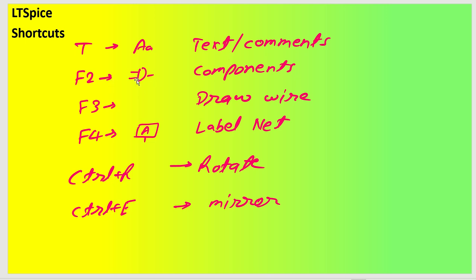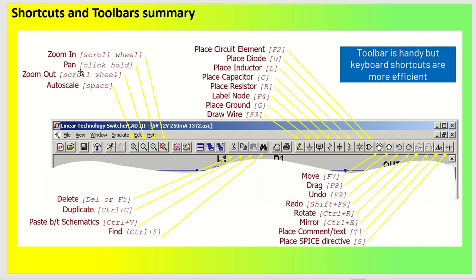If you have to put some components, you press F2. To draw a wire, you press F3, and you will get a symbol like this. This is your pen which is going to draw the wiring, and this is going to label the net. Control R for rotate, Control E for mirror. So in short, with all these tools and shortcuts, you can take a screenshot of this. This will help you understand what the different tools are used for and their functionalities.